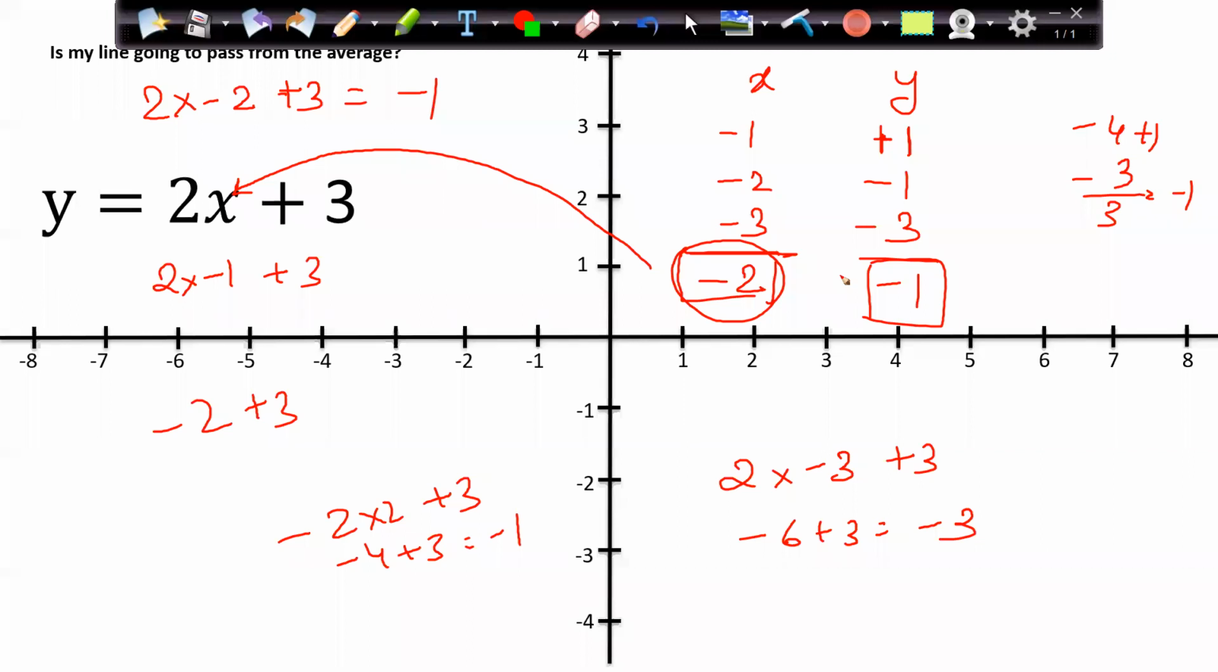Keep that in mind. This we will require in the future derivations. My line will always pass from the average point. That is sum of all the x's, take the average, sum of all the y's, take the average, done. My line should pass from that point.